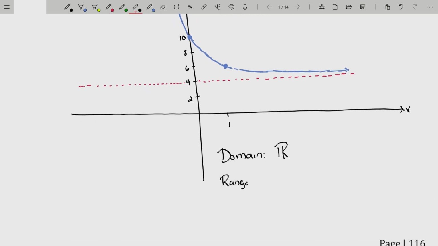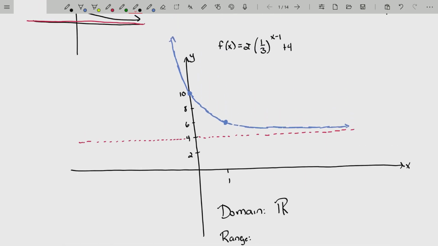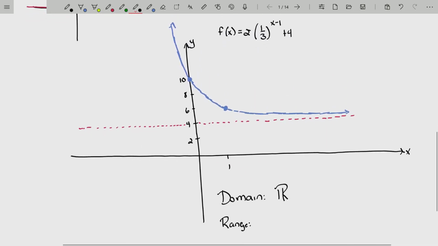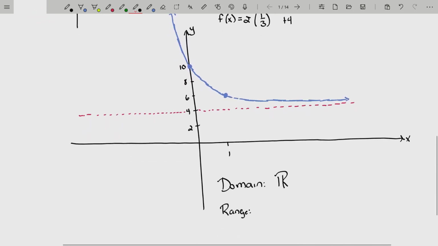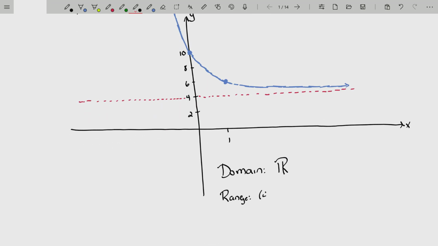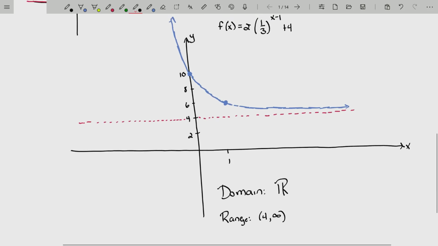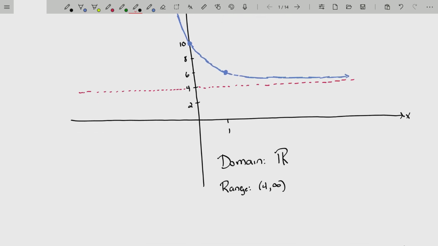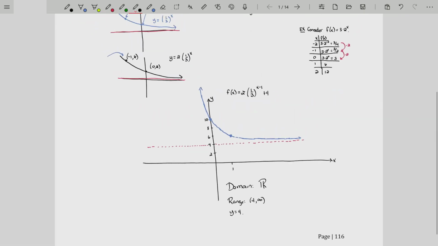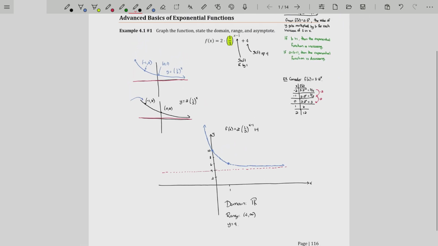So if you take a look at all the possible outputs for that blue curve there, it's everything from 4 all the way to infinity. Those are the y values. It will never touch y equals 4. So the range goes from 4 to infinity, never touching 4. Again, very important that you can do this super quick, actually, in calculus. And finally, we were asked for the asymptote, and that's just y equals 4. That's it. That's the entire graph. And most graphs of exponential functions are that quick, if not faster than that.